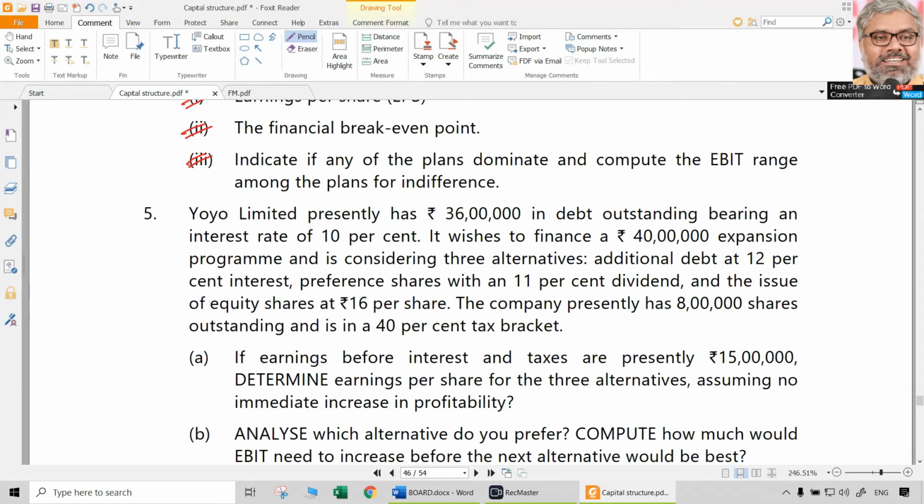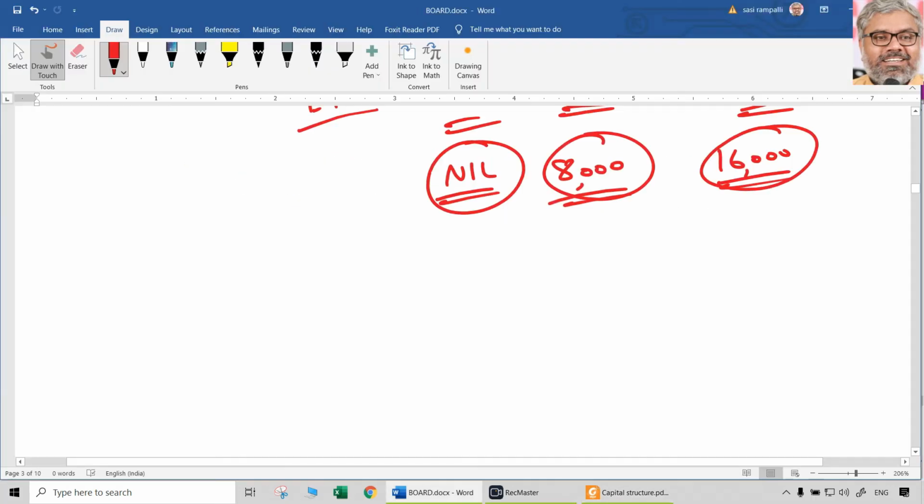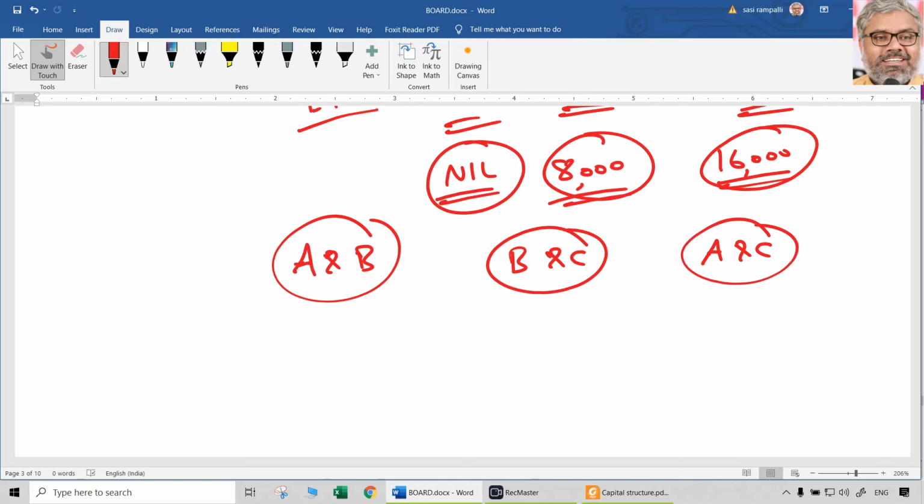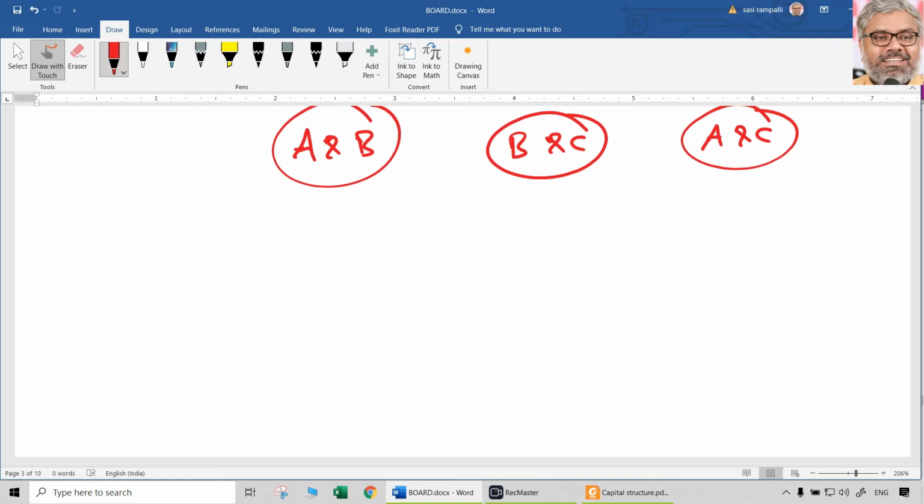Third question asks, if any plan dominates, and what is the EBIT range among the plans for indifference? So there are possibilities here, combinations. There can be an indifference point between A and B. There can be an indifference point between B and C, EBIT, and there can be an indifference point between A and C. So all 3 indifference points we have to find out. Let us find out first between A and B.